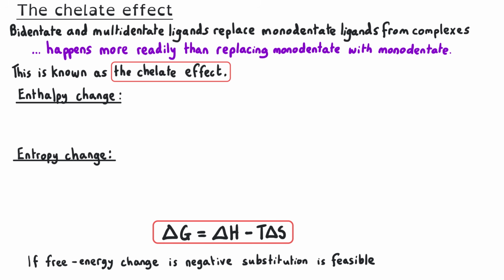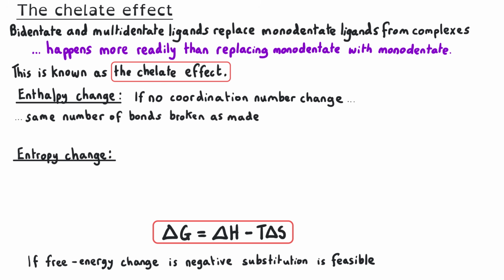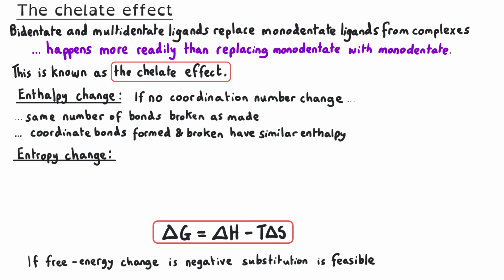So in terms of enthalpy change, if there is no change in coordination number, that means we'll have the same number of coordinate bonds being broken as are being made. And in general, coordinate bonds are similar in terms of their enthalpy, so there will be an enthalpy change that is very close to 0, and so we can say that delta H is negligible.